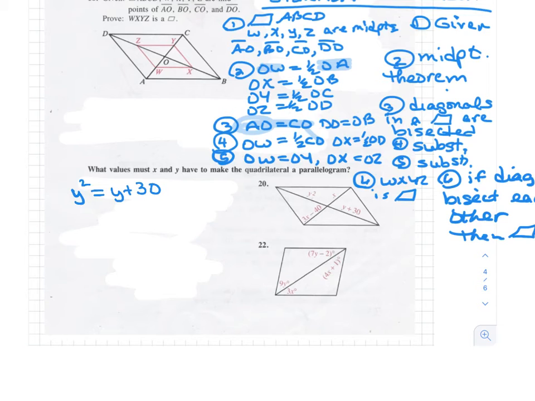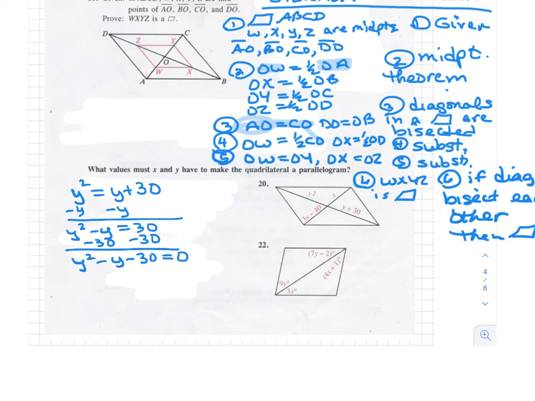I now need to get this into a form where I can solve for y. So I'm going to move the y over. y squared minus y equals 30. Subtract 30. y squared minus y minus 30 equals 0. Now in order to solve for y, I have to factor this trinomial. So I'm looking for the factors of negative 30 that, when I add them, and in this case I'll be subtracting them, give negative 1. Those factors are going to be y minus 6 and y plus 5.